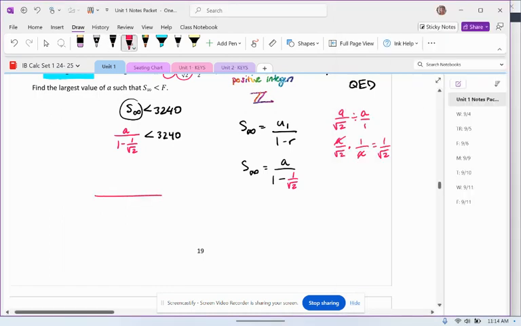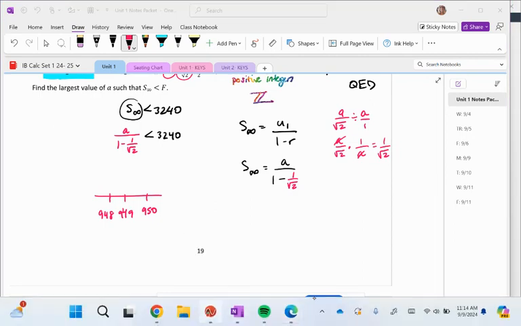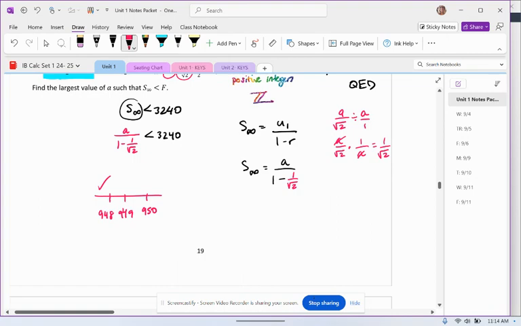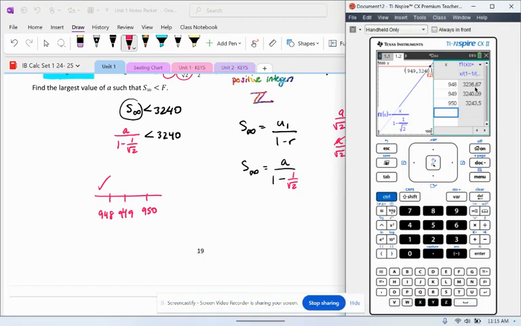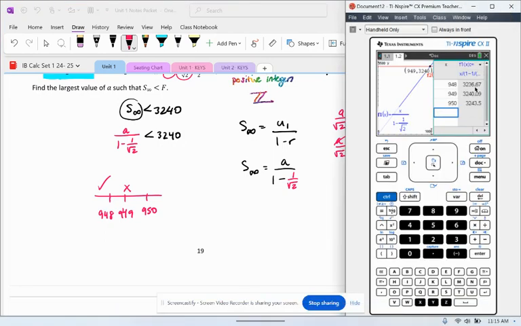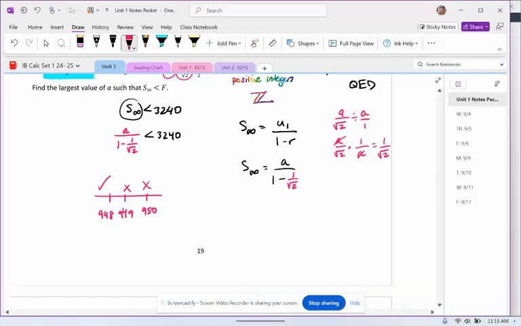So let's visualize it maybe on a number line just to make sure we're getting our ideas right here. It was good at 948, a little above at 949, and then at 950 it was definitely above. So it looks like we're going to need N to be 948.